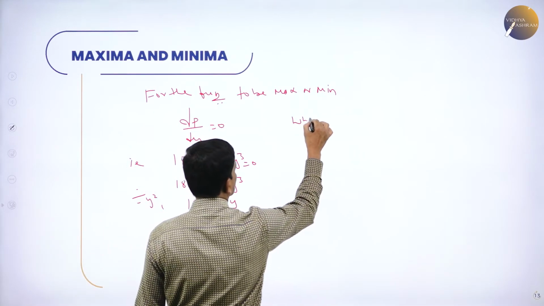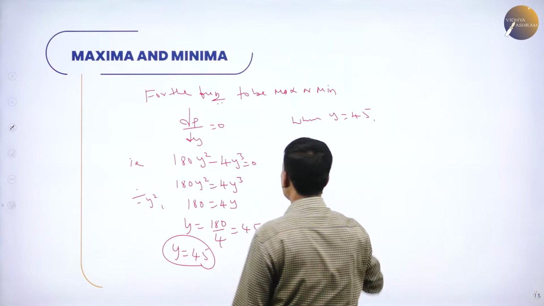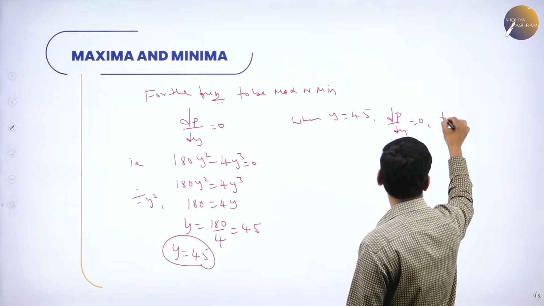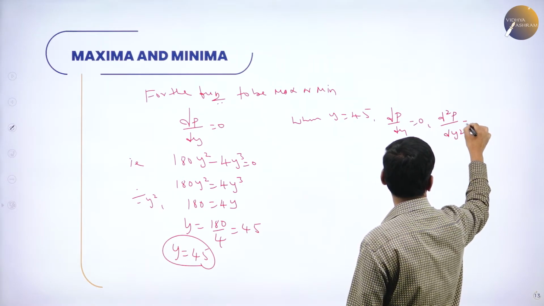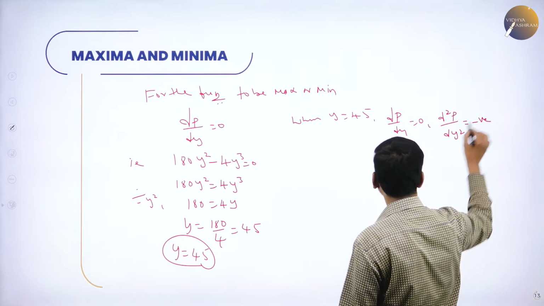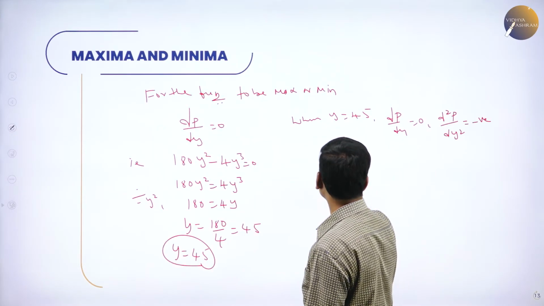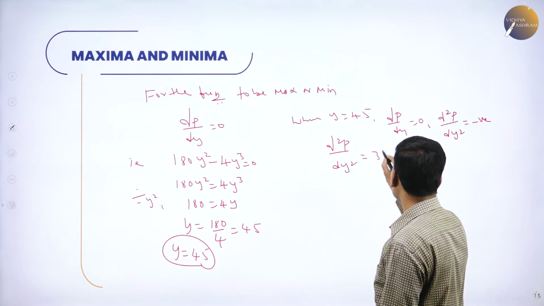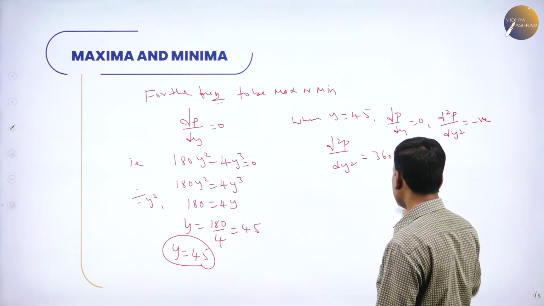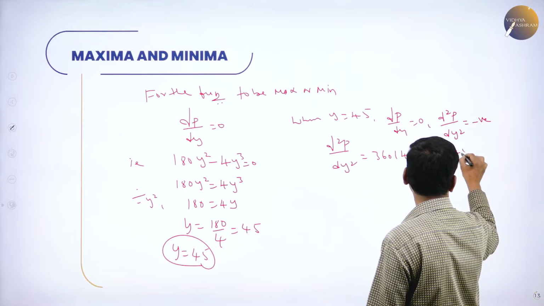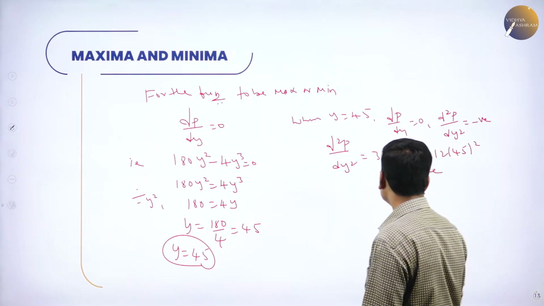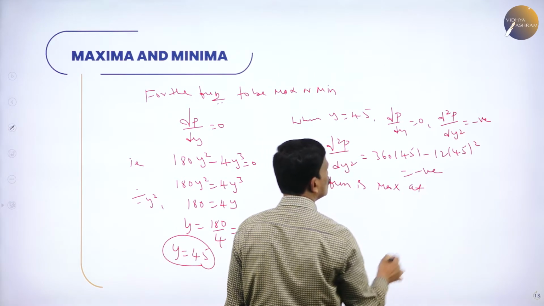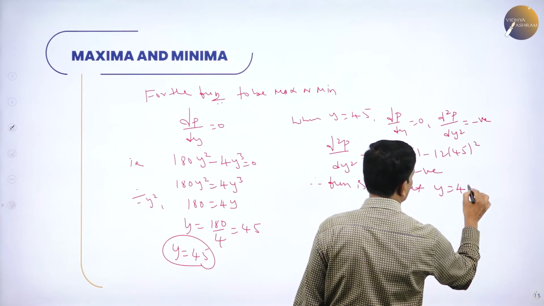At y is equal to 45, dp by dy is equal to 0, and d square p by dy square is negative. If you want, substitute here. So what is d square p by dy square? It is equal to 360 into 45 minus 12 into 45 square. Definitely this is negative. Therefore the function is maximum at y is equal to 45.